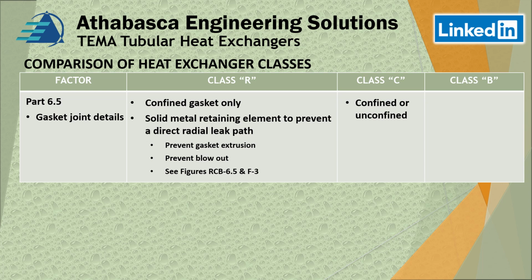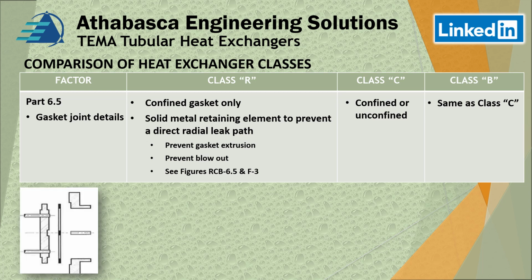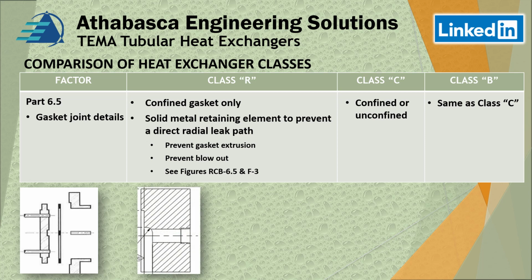But for Class C, you can use confined or unconfined gaskets. And the rules for Class C also apply to Class B. I'm just going to bring you to a couple things here. That's the one I just showed you on the bottom left side. That's an example of a confined gasket that prevents extrusion and prevents blowout.